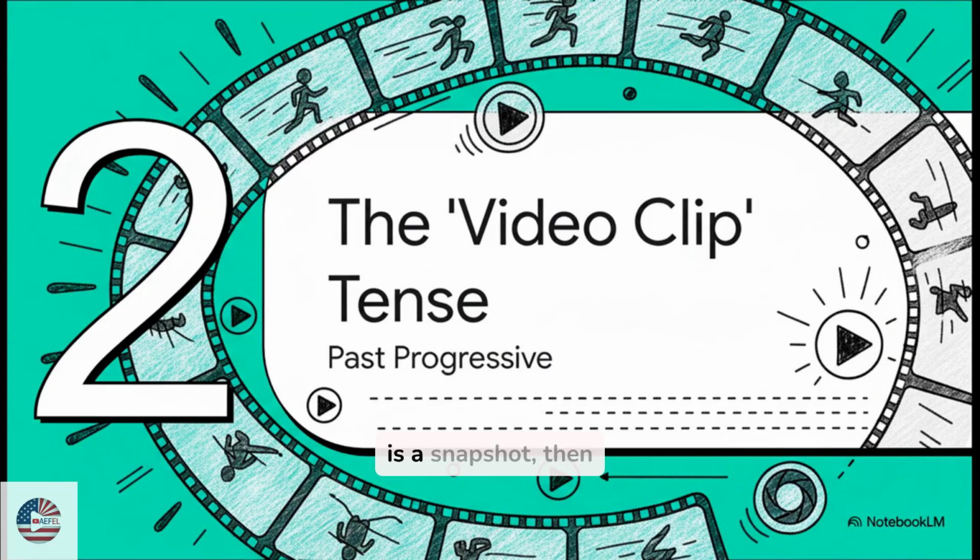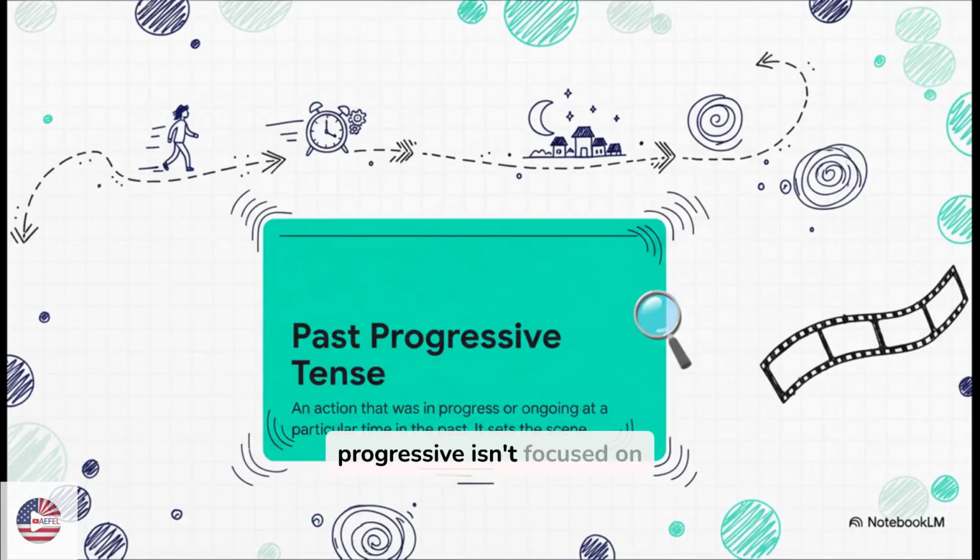Okay, let's grab our second tool and see how this all fits together. If the simple past is a snapshot, then our next tense is more like a video clip. This is the past progressive. So the past progressive isn't focused on the start or the finish of an action. Nope, it's all about the middle. It tells us what was happening, what was unfolding over a period of time. This is how you set the scene and create the whole mood of your story.